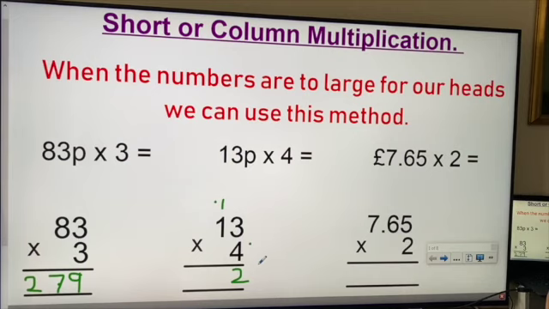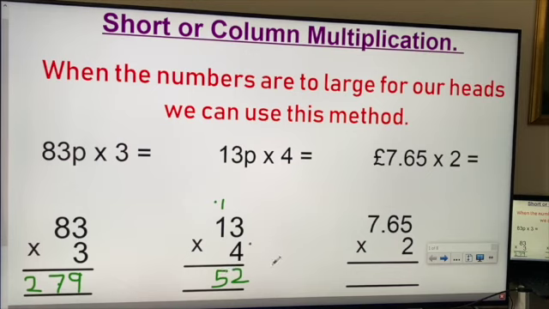Okay, let's do the next bit. So we've done 4 times 3, 4 3s are 12. We are now doing 4 times 1. So 4 times 1 is 4. Then we have to remember to add this number 1 here. So 4 1s are 4 plus 1 is 5. Putting my 5 in my tens column. So the answer is 52.